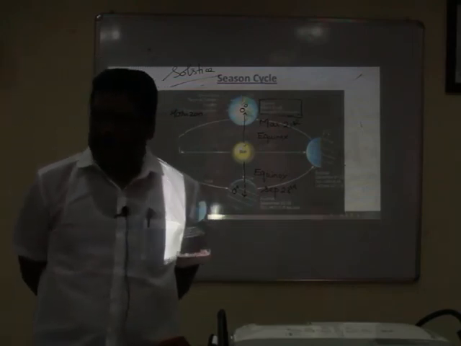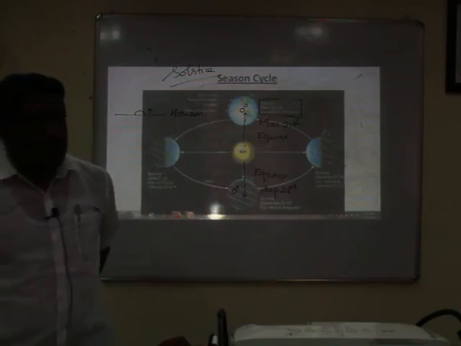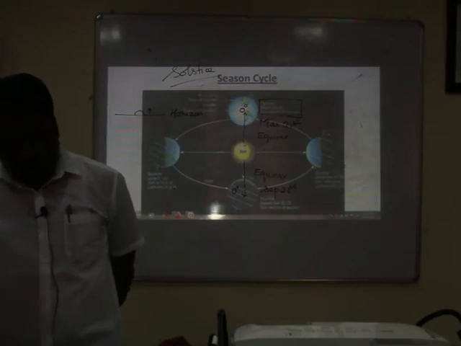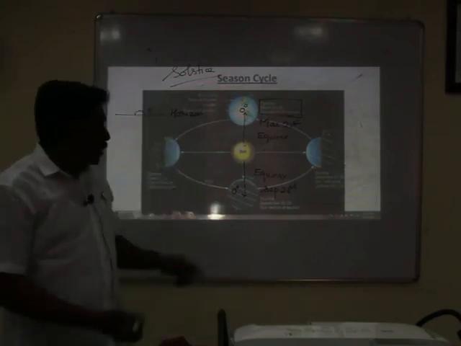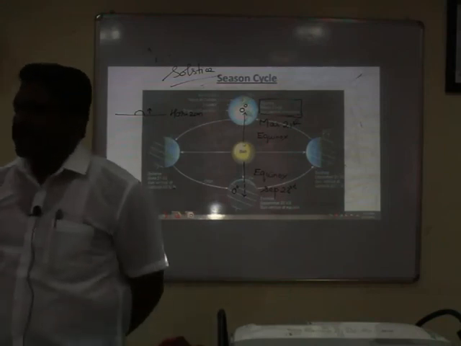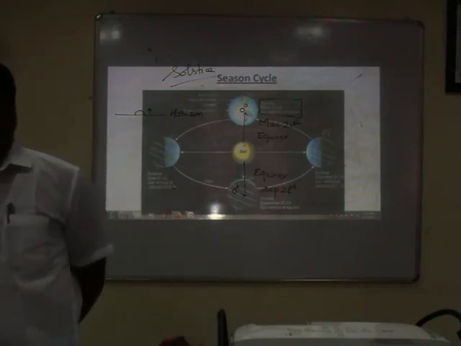Only June 21st I have given. December 22nd you yourself can write. Only thing is, take the reverse of it. Now the second topic you can write as equinox. Directly you write it. I will also explain it.